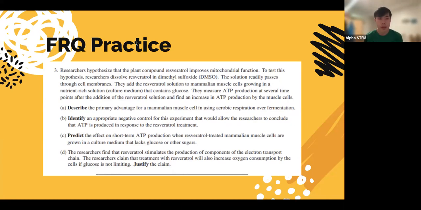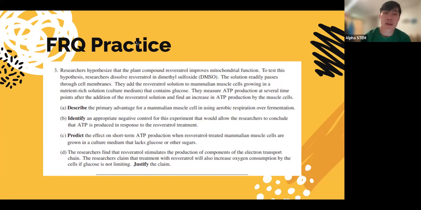because that's the negative control. C says predict the effect on short-term ATP production when we don't have glucose or other sugars. For this one it's obviously little or no ATP production because we don't have anything to make ATP with. And then finally, D says researchers find that resveratrol stimulates the production of components of the ETC. So therefore, it will also increase oxygen consumption by cells if glucose is not limiting. And we have to justify their claim.